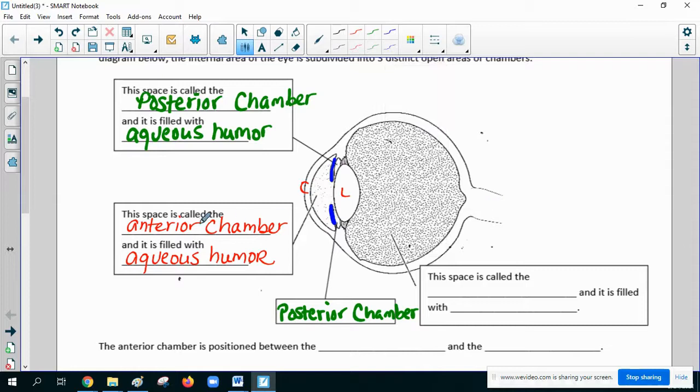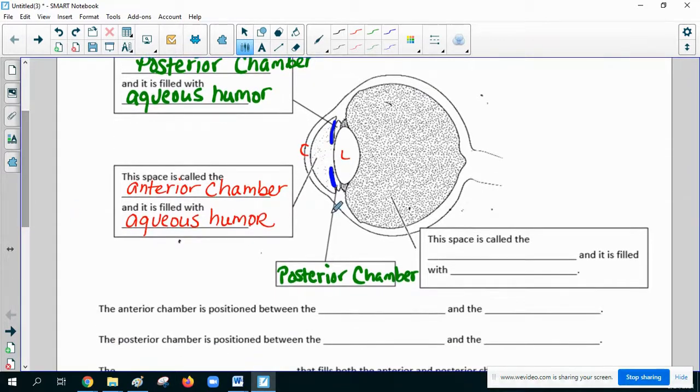And finally, the third open space is this giant open space behind the lens. And a lot of people will assume immediately that this is the posterior chamber because it's further back. But these two reference the position with regard to the iris. So anterior chamber in front of the iris, posterior directly behind it, and then this massive space is all on its own. Back here behind the lens, this is called the vitreous chamber.